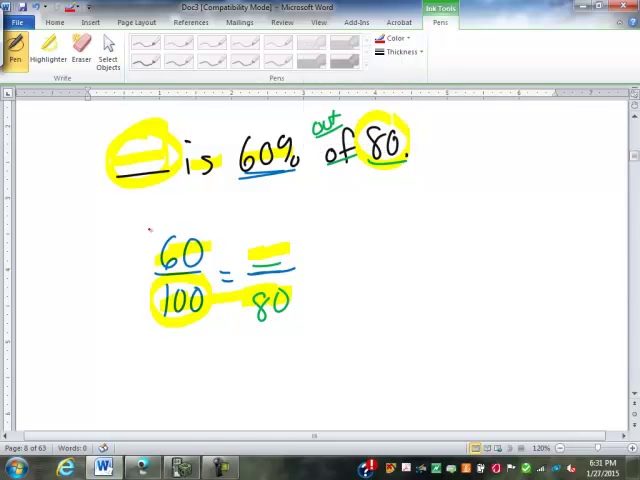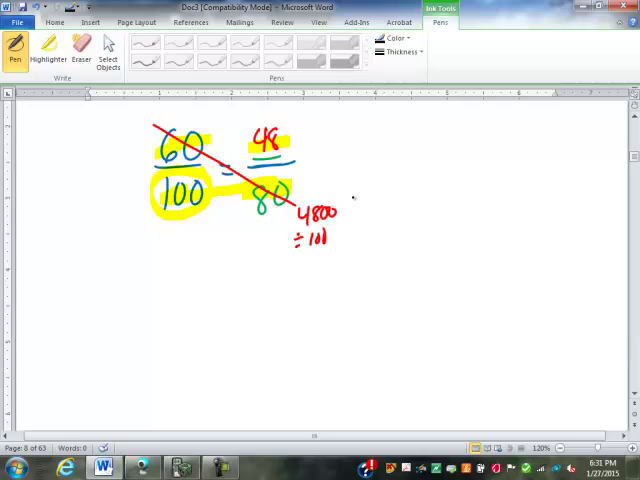And then, of course, we solve. 60 times 80 is 4,800. Divided by 100 is 48. So 48 is 60% of 80. Those can be worded in a lot of different ways. I'm just going to show you one other way it can be worded.